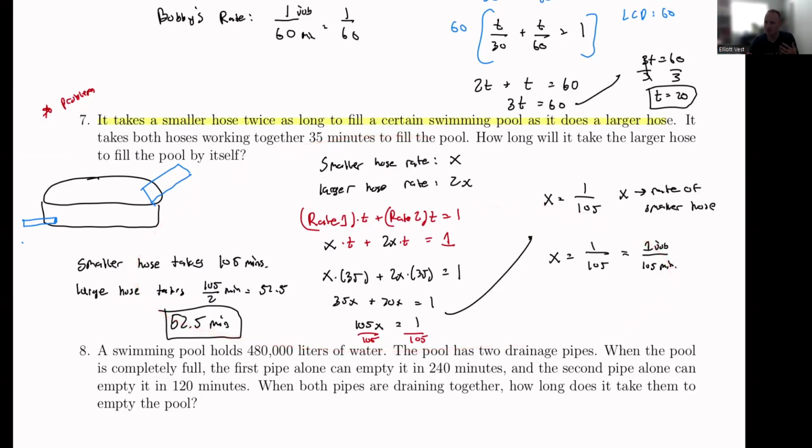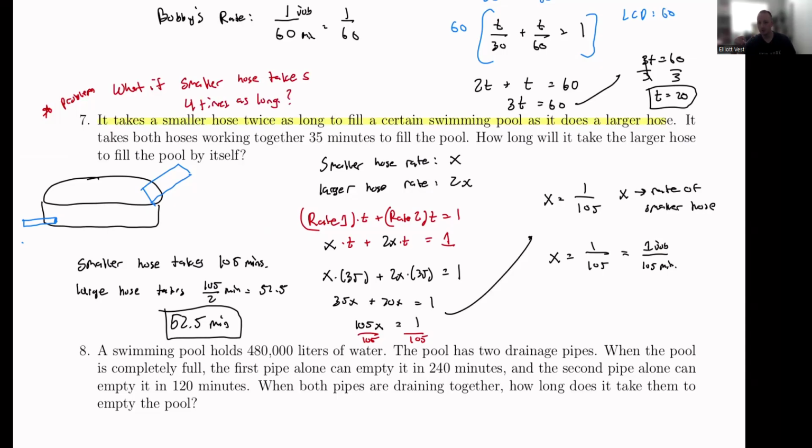I would just say, keep thinking about it, keep working on it. So this is your star problem. I want you to write this stuff down, and I also want you to answer the question, what if the smaller hose takes, let's do 4 times as long.